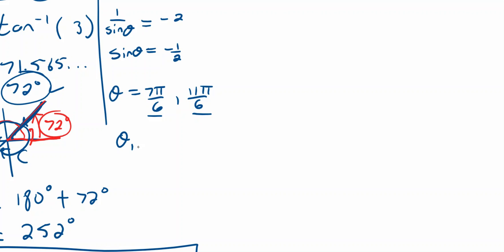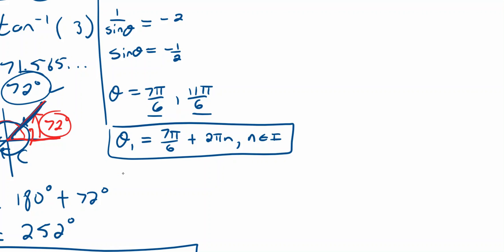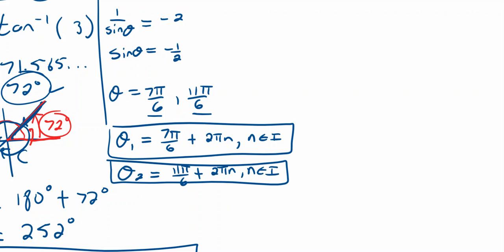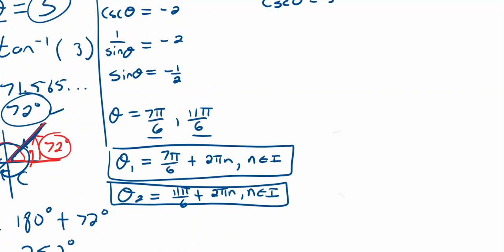Okay, but that's okay. So for both these situations, the first one would be, here I'll say angle 1 is equal to 7 pi over 6 plus 2 pi n, going around the circle, where n is a member of the integers. There's one of them. And the second one, angle 2, was the other one, so that'd be 11 pi over 6 plus 2 pi n, where n is a member of the integers. All right, so we're half done. We did the first one there.